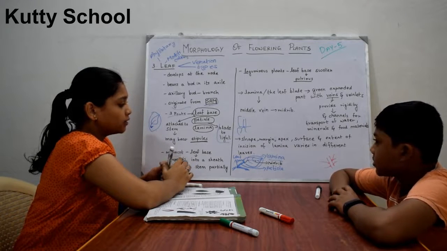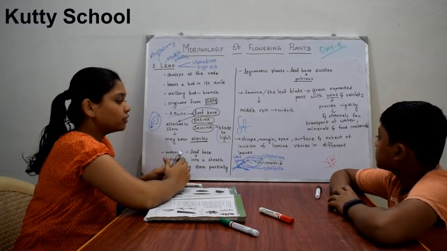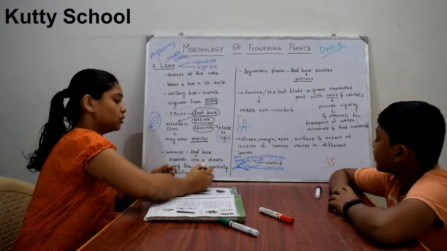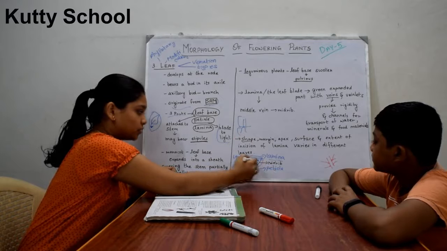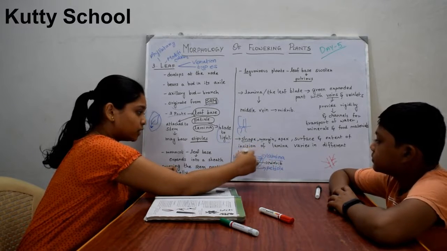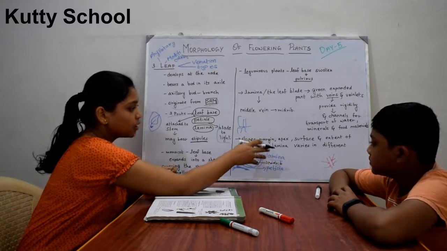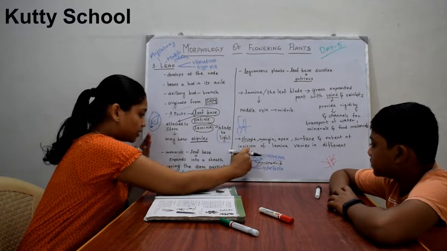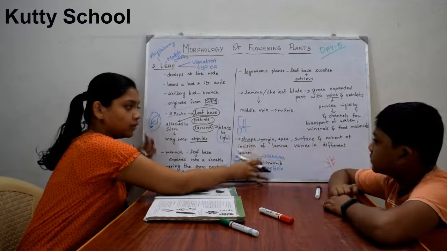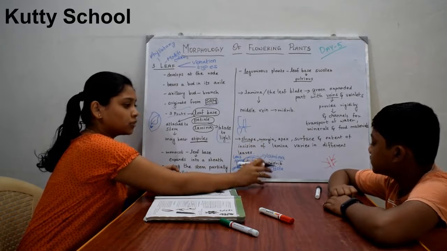And here the shape, margin, apex, surface and extent of incision of lamina vary in different plants. The shape of the lamina differs in different plants, and how the margin of the leaf is also differs for different plants. And apex is nothing but the tip of the leaf. This tip, the apex, also differs from plant to plant. And surface also differs.